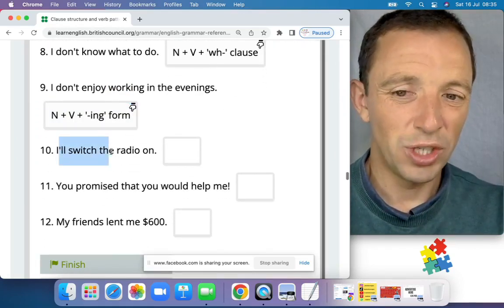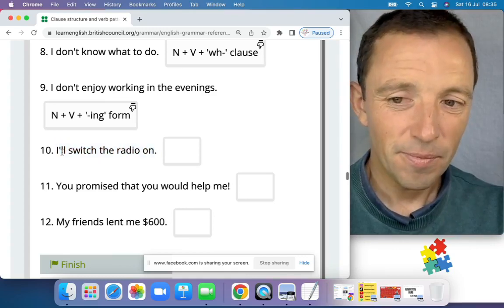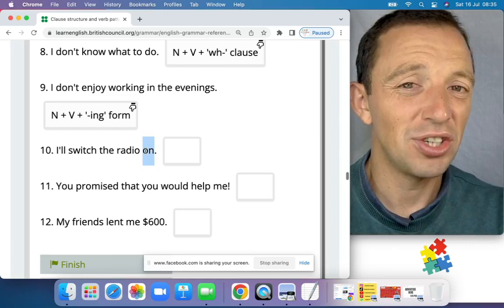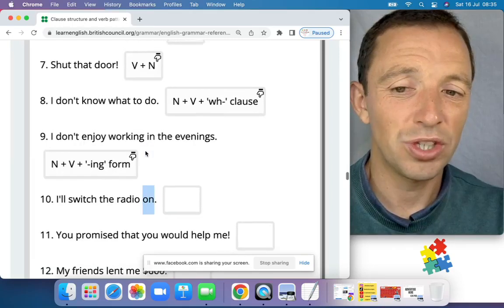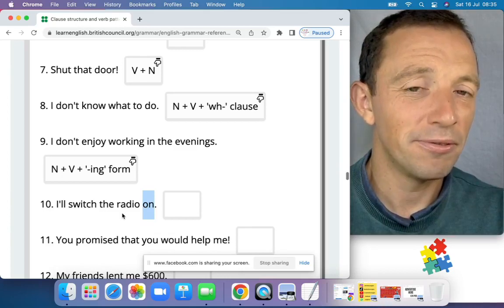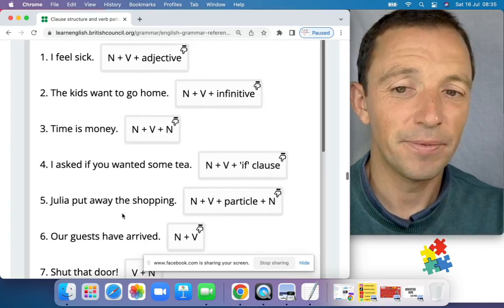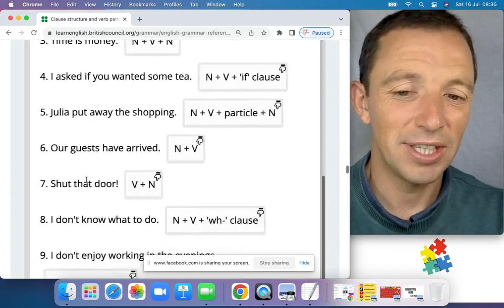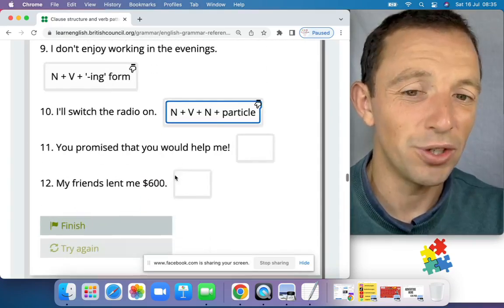I will switch the radio on. Subject, verb, object, preposition, or particle. I will switch the radio on. That is subject, verb, noun, verb, noun, particle, if it's possible. Noun, verb, noun, particle. Good. So this is logical and everything is going good.